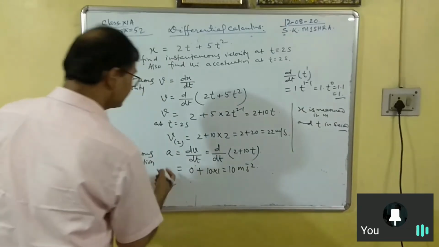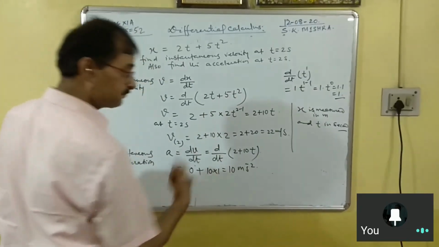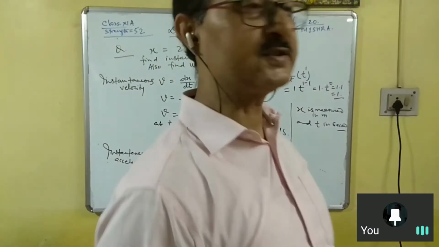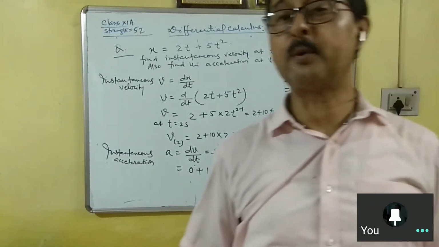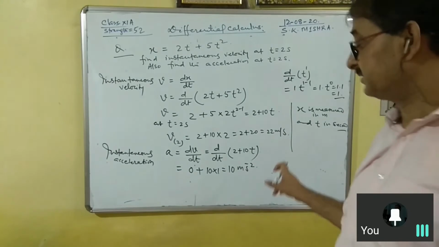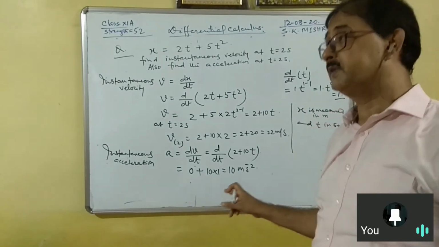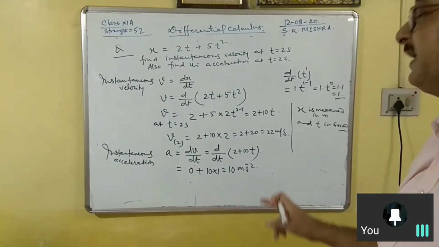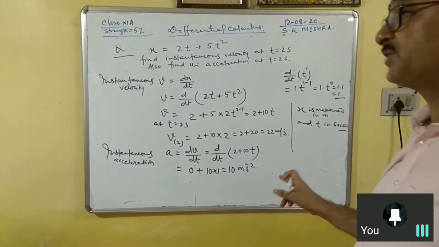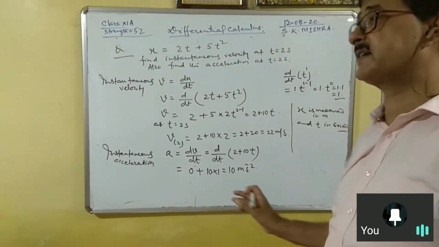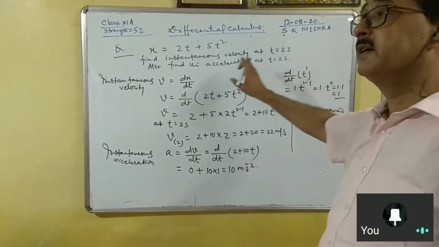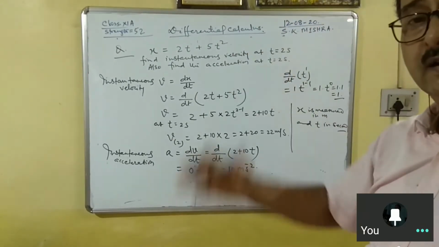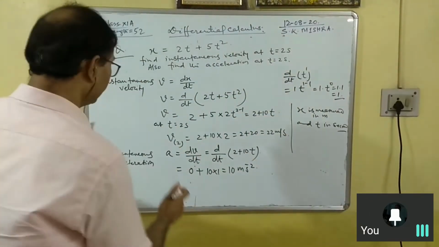Actually acceleration is independent of time. No term like t is involved. So this shows that acceleration does not depend upon time for this relation. So this is the case of uniformly accelerated motion. So in uniformly accelerated motion, acceleration will remain constant. Whatever is the acceleration at t is equal to 1 second, that will be at t is equal to 2 seconds, that will be at t is equal to 5 seconds. So acceleration is independent of time.